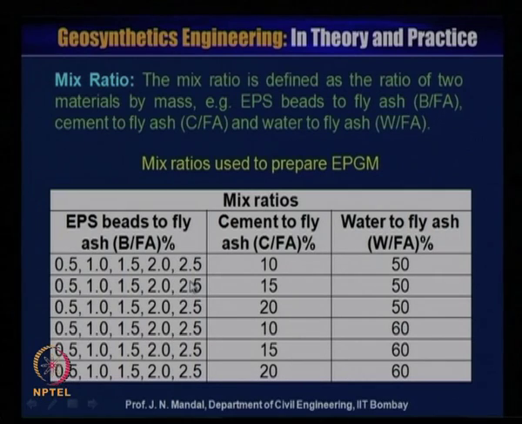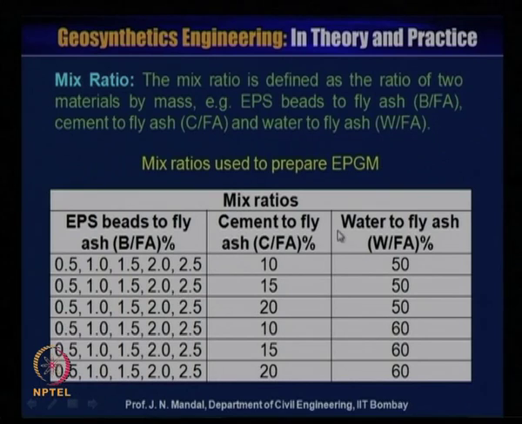That means if you take beads of about 5 gram and the fly ash is about 1000 gram, the beads to fly ash ratio will be 5 by 1000 into 100, which is 0.5 percent. Similarly, you take the amount of beads as 5 gram, 10 gram, 15 gram, 20 gram and 25 gram.